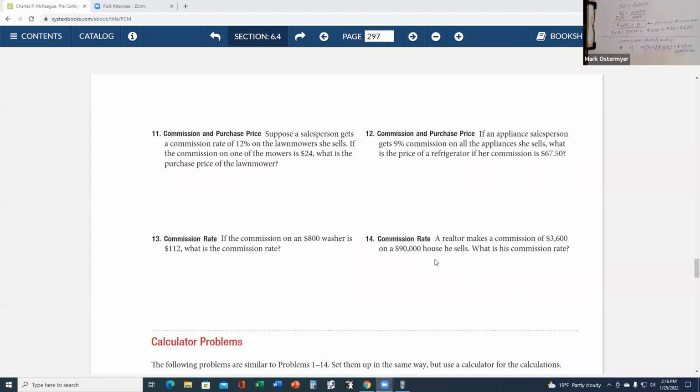All right, now number 14 twists things around a little bit. It says a realtor, a person who sells homes, makes a commission of $3,600 on a $90,000 house he sells. What is his commission rate? So, ladies, we're going to use the same equation, but what goes where? Do they give us the commission that was earned? The commission earned was $3,600. The sales was what? $90,000, and they want the commission rate.